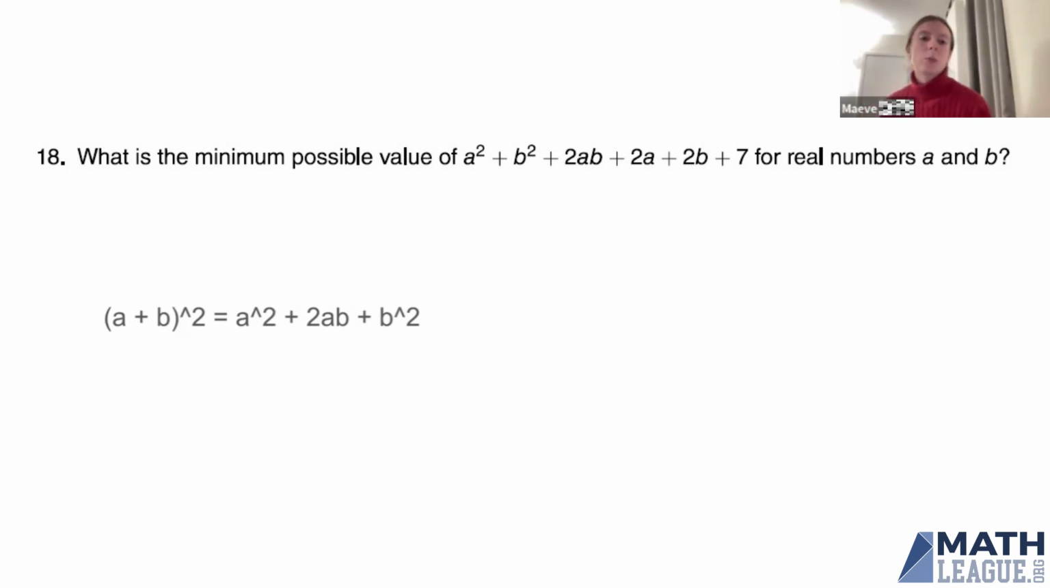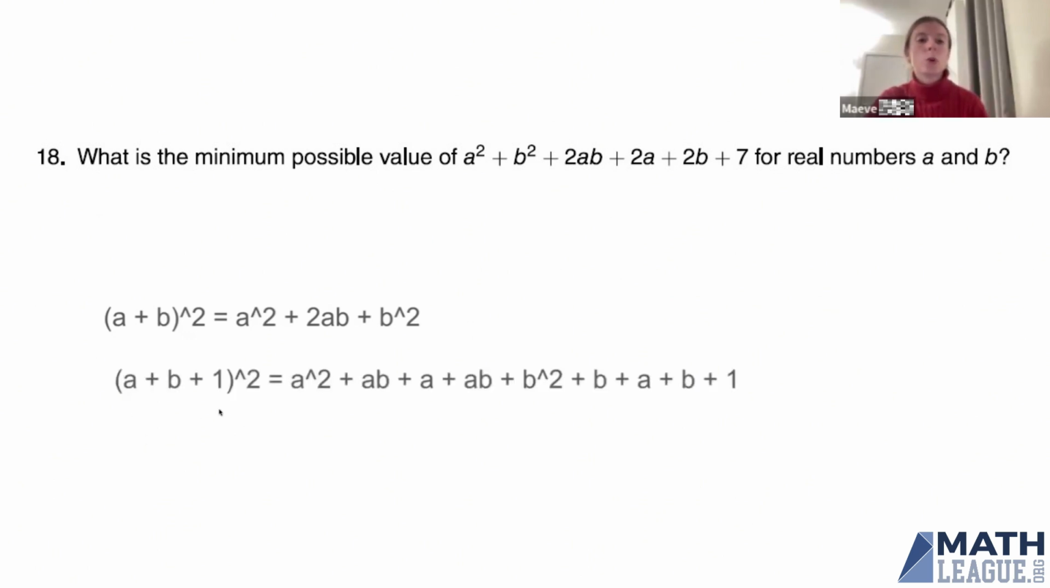The 2a and the 2b are making me think we need some terms that are just an a or just a b rather than both multiplied together. And one way to get those is to make this into (a plus b plus 1) squared. Now, as it happens, this is actually right. When we square out a plus b plus 1 and distribute the whole thing, it simplifies down to a squared plus b squared plus 2ab plus 2a plus 2b plus 1, which is basically what we have, right? Except it's a plus 7 instead of a plus 1.